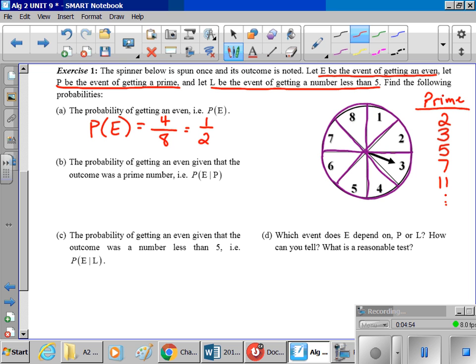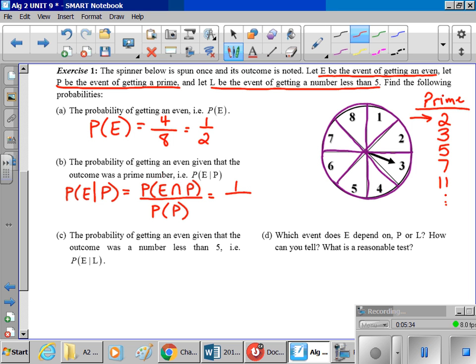All right, B says the probability of getting an even given that the outcome was a prime number. So this is going to be the probability of an even, given that it's a prime number, which is the probability of an even and a prime number over the probability of a prime number. And again, you can consider the denominators, and recognize that we can get rid of them right away. So the probability it's even and a prime number? Well, there's only one of them, and that's 2. 1 divided by the probability of a prime number.